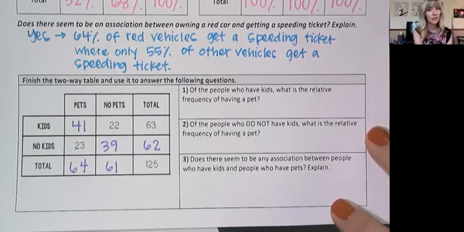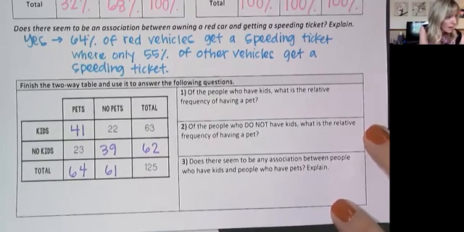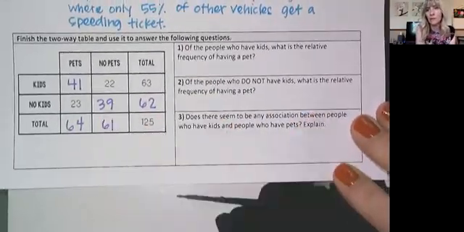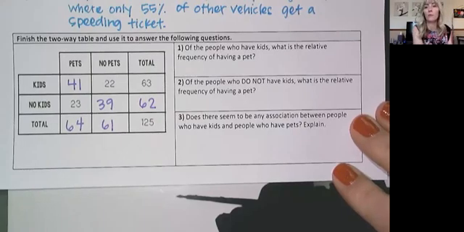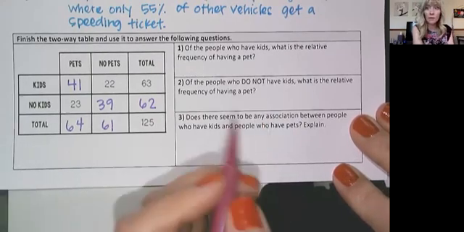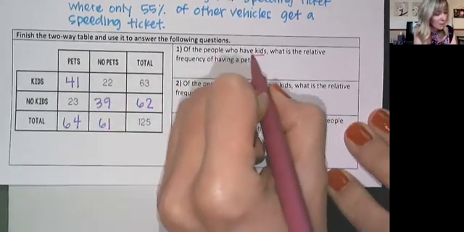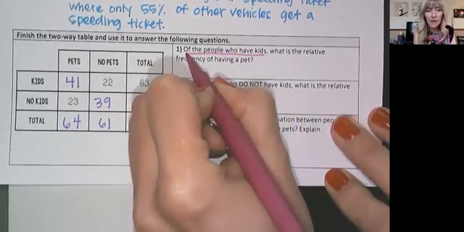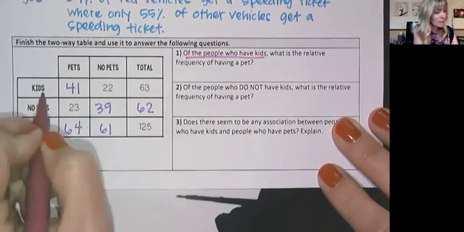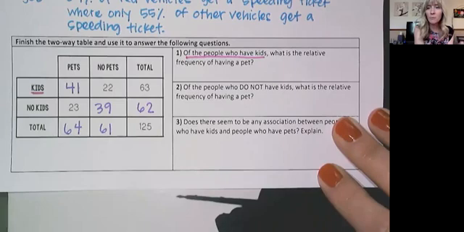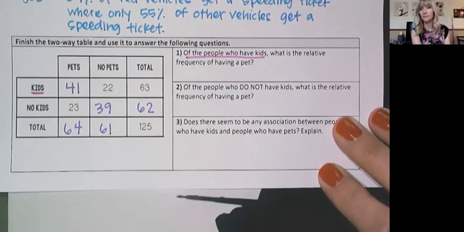So here is a huge tip, okay? Whenever you see the word "of", I don't know if you remember in 7th grade when you did part over 100 equals A over B, and the base comes after the word "of". That's true here. It's talking about what it's out of. So if it says "of the people who have kids," that is telling me right now that I should focus on a row. Of the people who have kids, so I should be focused on the row with kids.